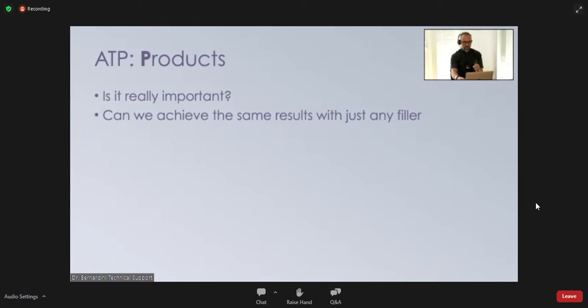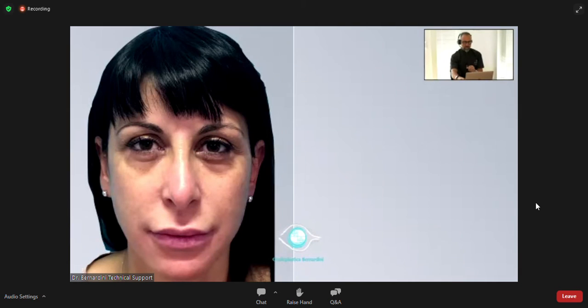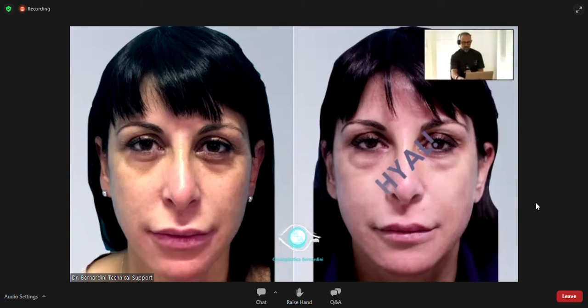So with this, I think the choice of product is very important. Let's conclude this talk with the last two slides dedicated to the importance of products. I'll show you that I've been using other products before this one, and I cannot get the same result. This is the wife of my dentist before the treatment, and this is after the treatment.